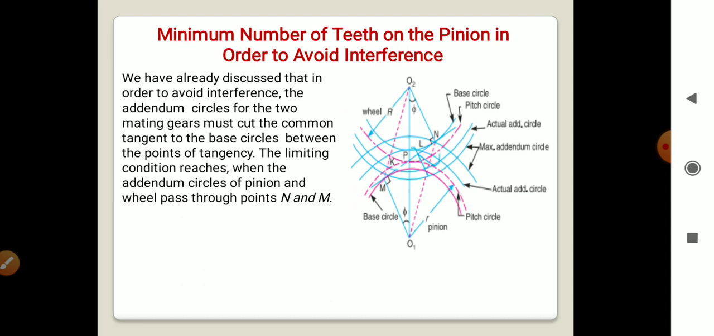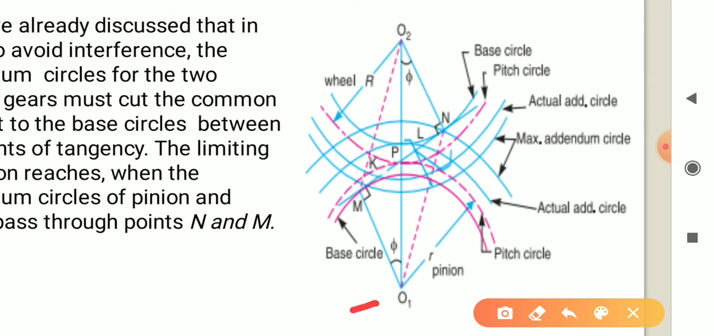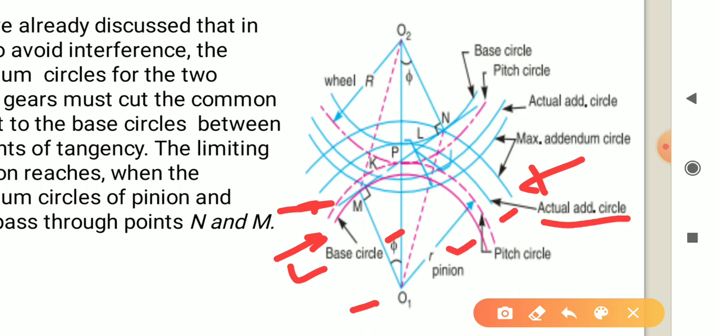Now see here, this is the figure. In this figure, O1 is the center of this pinion. Here is the base circle, this is the pitch circle of this pinion, this is the base circle of the pinion. Here is the actual addendum circle of the pinion, and this is the maximum addendum circle of this pinion. Again, the angle phi is here. Next, small r is the radius of this pinion.